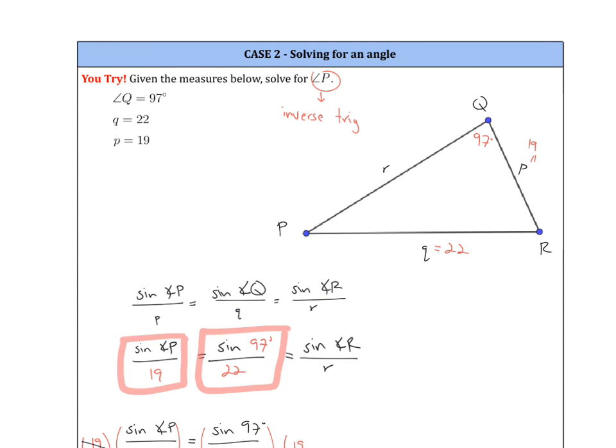So, again, everything else is the same though. I'm going to go ahead and write down law of sines, and I'm going to substitute the values in, and then I'm going to decide which two ratios we are going to use. And because I'm solving for angle P, I know that I'm going to be using this first proportion for sure. And the other proportion that is complete with values was the one that used angle Q and little q.